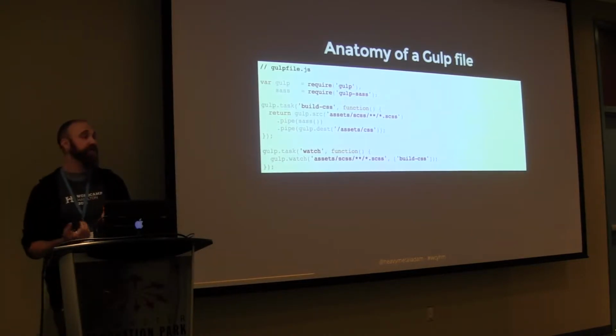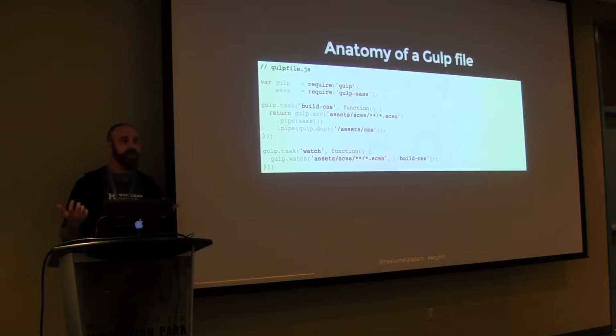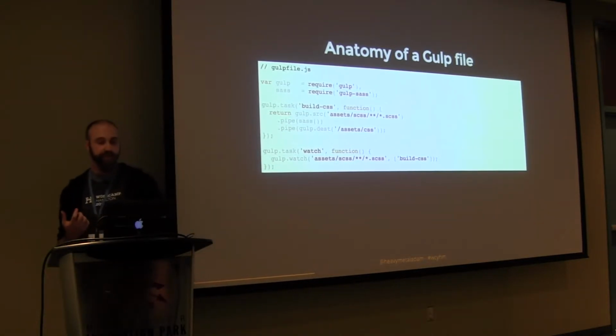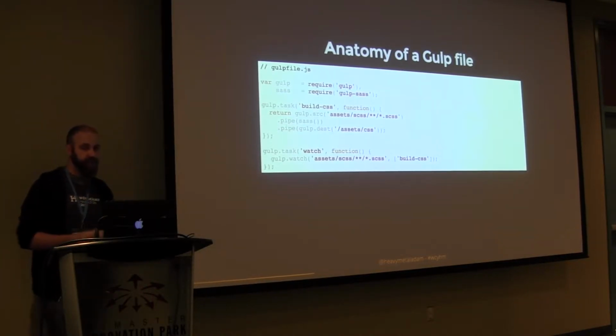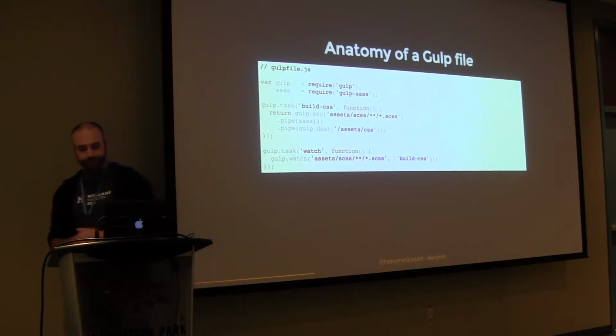So we're going to create a task called watch. And what that's going to do is it's going to watch files. It's going to watch for changes. So I have to tell Gulp where to look for changes. So we're going to point it to that Sass directory where all my Sass files are. And then we're going to tell it to run the task build CSS.